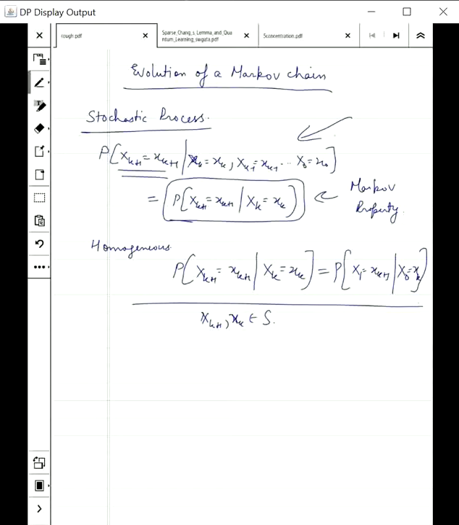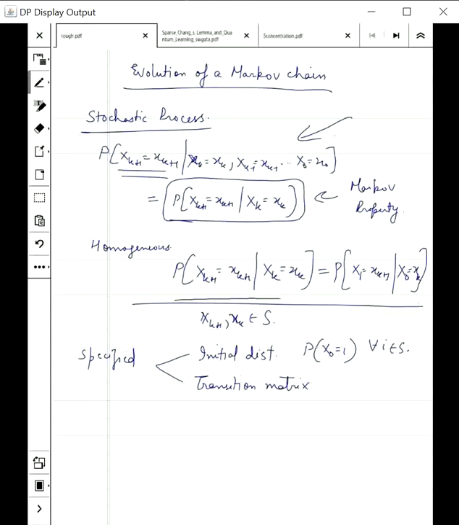It turned out that a homogeneous Markov chain can be specified simply by two things: initial distribution and the transition matrix. The initial distribution was the probability of x0 being in different states i for all i element of S, and the transition matrix was this set of probabilities: probability x1 is equal to j given x0 is equal to i, and this we denoted by a matrix Tij. This was called a transition matrix.